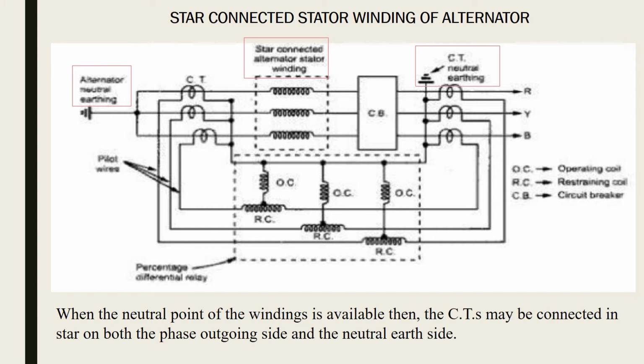These are also arranged in star, and with the help of three pilot wires, operating and restraining coils are arranged. The restraining coil is used so that the relay does not operate during normal conditions, and operates only when the pickup value of that particular relay is achieved under fault conditions.